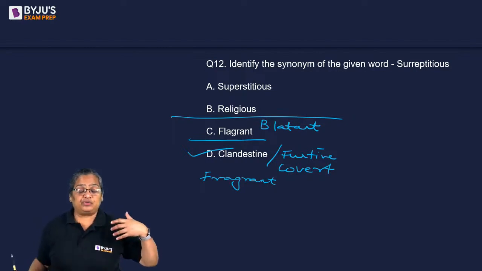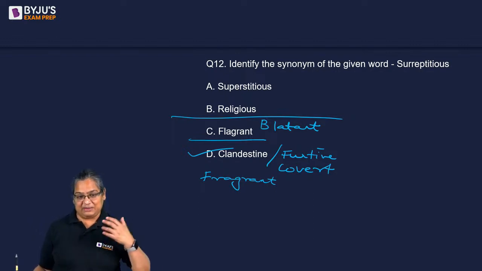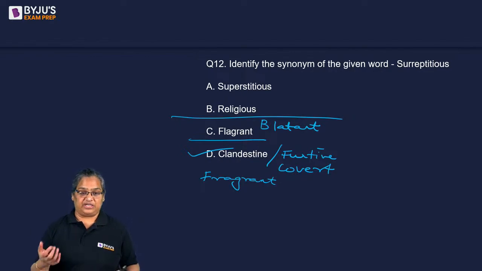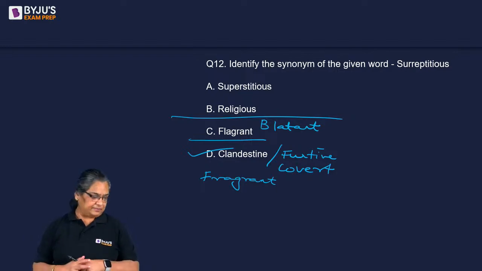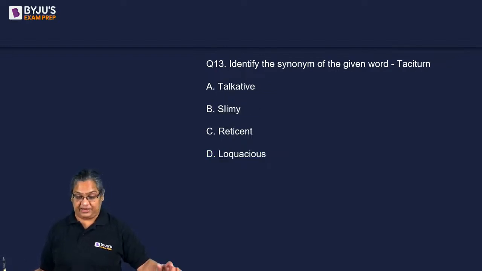So Virender Sehwag was a flamboyant batsman. He hit like crazy. When he hit, it was fantastic to watch him. Flamboyant means doing something with style and panache. But flagrant is a word with a negative connotation. He broke the rules without caring. Then flagrant violation of rules. Clear? So, surreptitious means clandestine or secret.